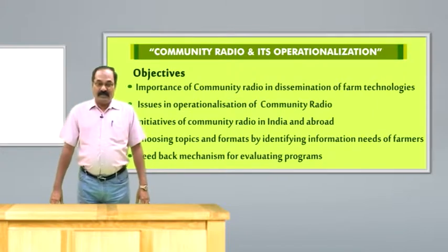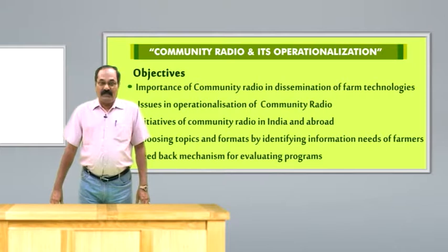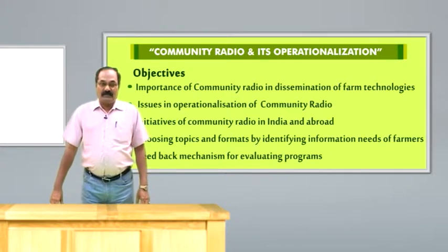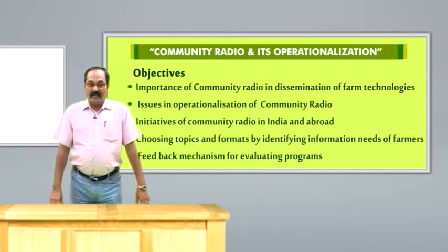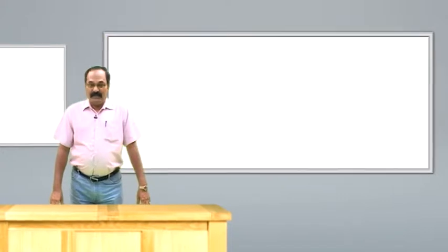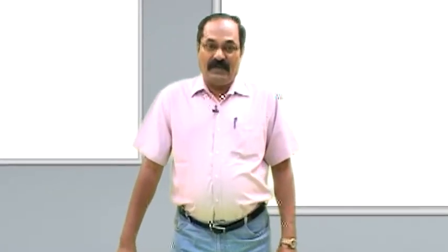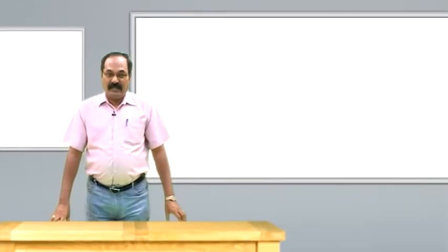The major objectives of this unit deal with the importance of community radio in dissemination of farm technologies. It also addresses issues in operationalization of community radio and deals with initiatives of community radio in India and abroad. The objectives mainly deal with choosing the topics and formats by identifying information needs of the farmers. It also enables us to know the feedback mechanism for evaluating the programs.